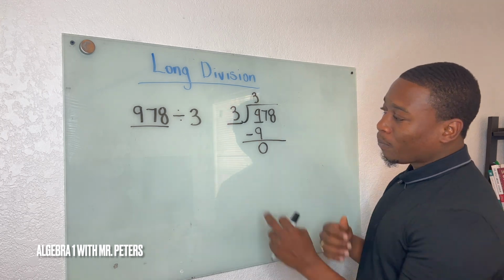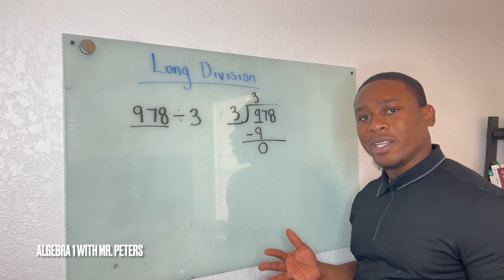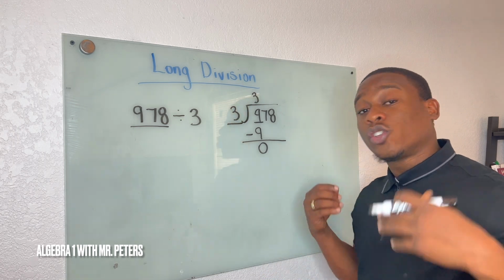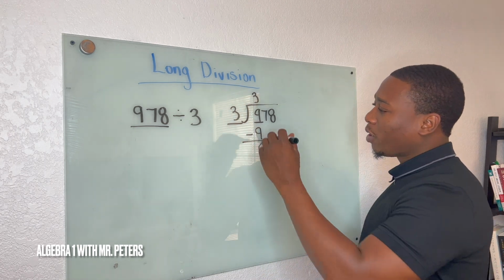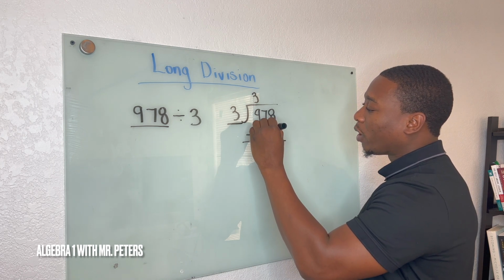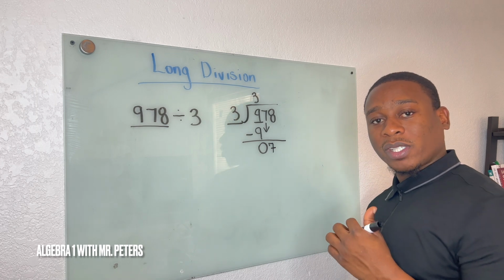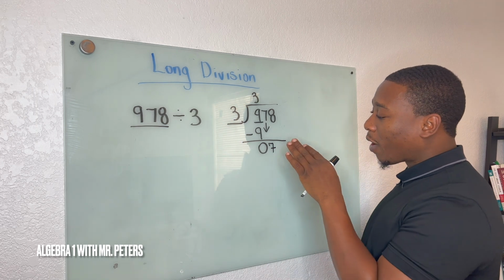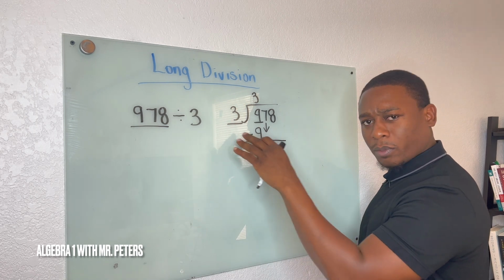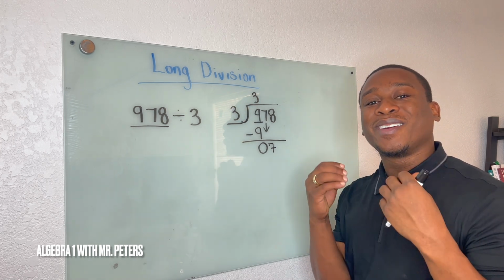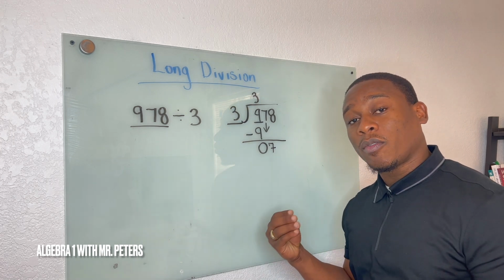So as we look, we can't divide 0 by 3. Absolutely not. So what do we do? We go to the next digit and we bring it down. So now we're looking at this problem. We're saying, hey, can we divide 7 by 3? We can, but it's not going to be an even number. We're going to have a remainder.